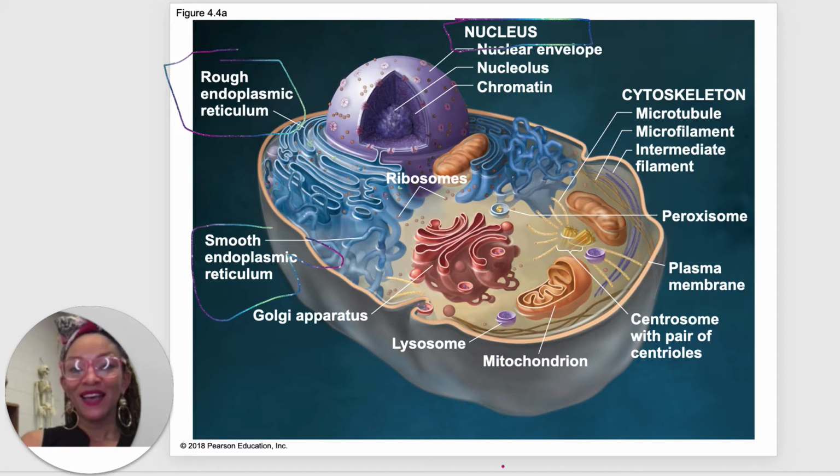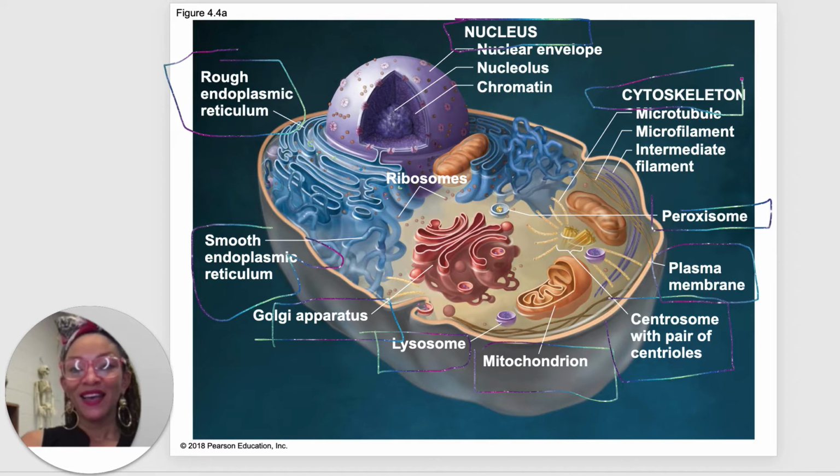You have the Golgi apparatus. Right here, you have your lysosomes. You have your mitochondria, your centrosomes with centrioles, the protective plasma membrane, something called a peroxisome, and then the cytoskeleton.